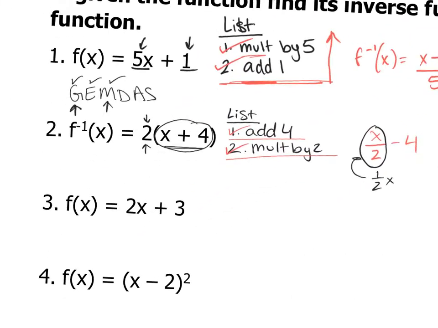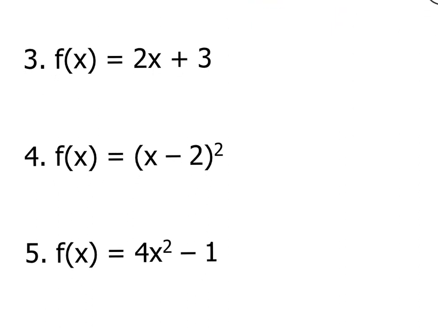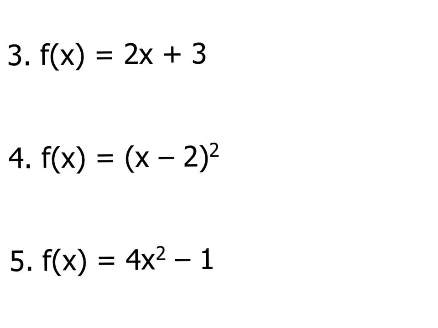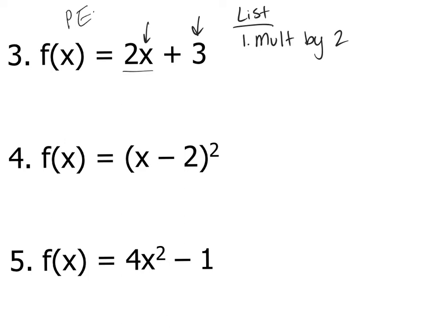Let's take a look at number 3 then. Again, I like the list method. You don't have to do the list method, but I think that's my favorite. I think it's a little bit more fun. Let's list out what happened to x in this problem. So here's my x. The first thing I did was multiply by 2. I am writing the multiplication before I talk about the addition because I'm following the order of PEMDAS or GEMDAS. Multiplication comes always before addition, so that's written first. So I multiplied by 2, and then the second step I did was I added 3.